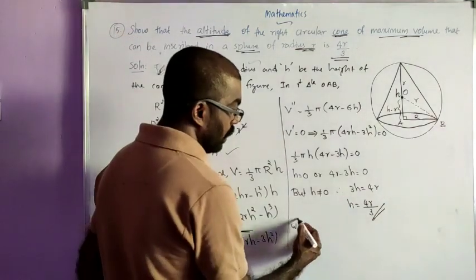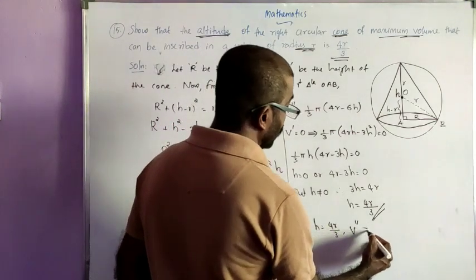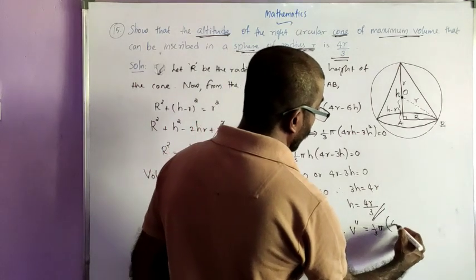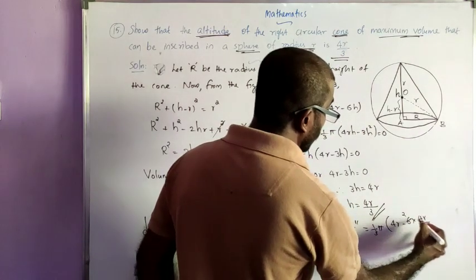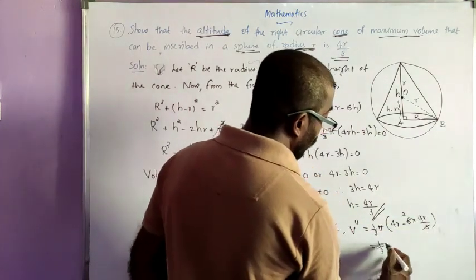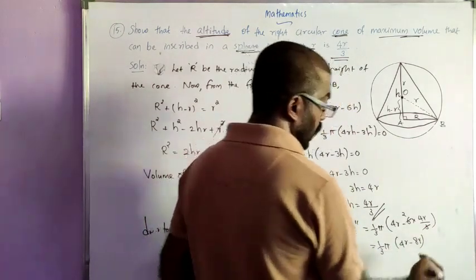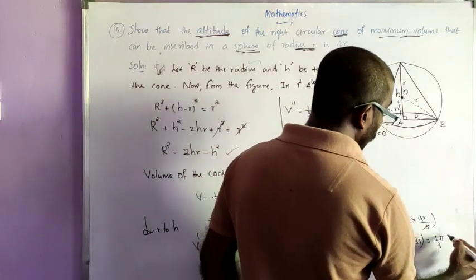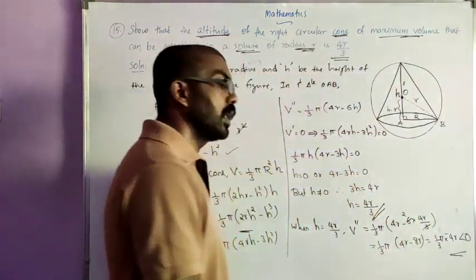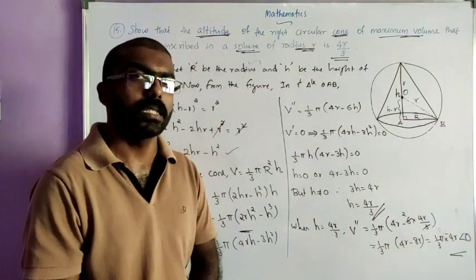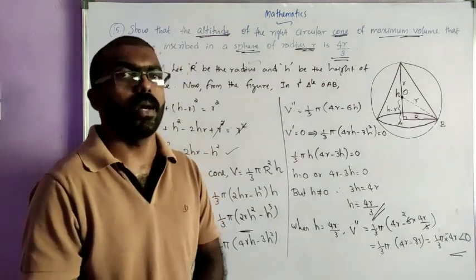When h is equal to 4r by 3, V double dash is equal to 1 by 3 pi into (4r minus 6 into 4r by 3). This 3 and 6 we can cancel by 2. That is 1 by 3 pi into (4r minus 8r), which gives 1 by 3 pi into minus 4r, clearly it is less than 0. So the second order derivative is less than 0, which means it is maximum. The function attains its maximum value at the critical point.